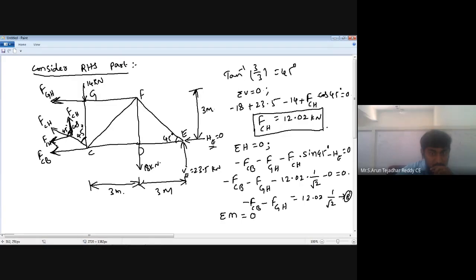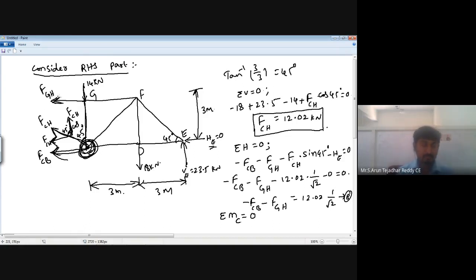Here I am going to take C as the reference point. C means this point. Moment about C: whatever forces pass through this point, those are all zero. Here FCB passes through C, FCH passes through C, and the 14 kilonewton passes through C. So these all are zero. Except these three, you can take the remaining forces, that is 18 kilonewton, VE and FGH.